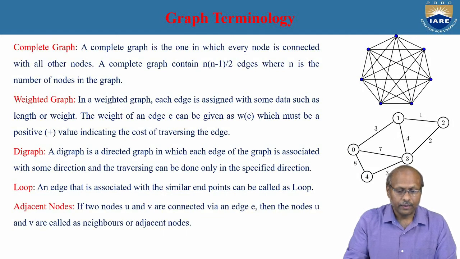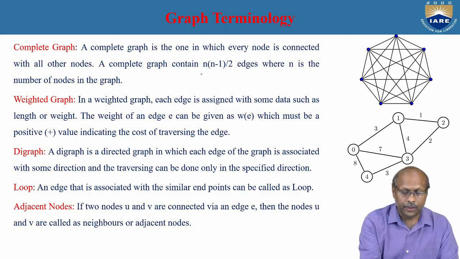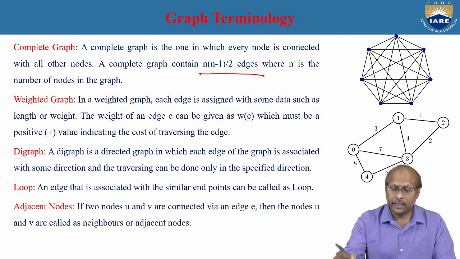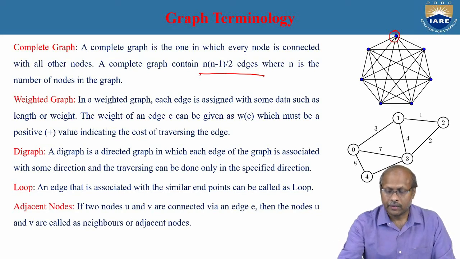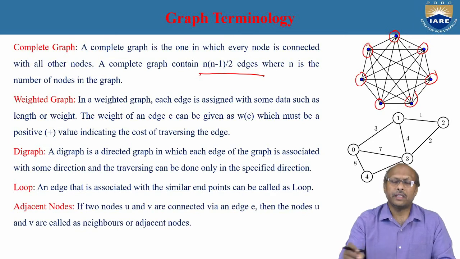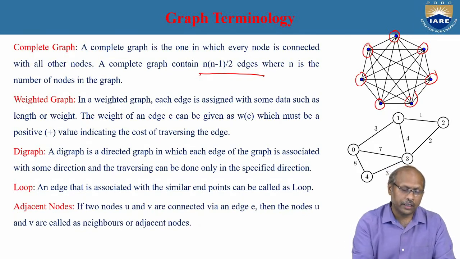A complete graph is one in which every node is connected with all other nodes. A complete graph contains n(n-1)/2 edges. So from a single point, see, this is one node, this is another node, this is another node. From every node you will find the connectivity. Whenever there is connectivity from one node to all nodes, that is called a complete graph.